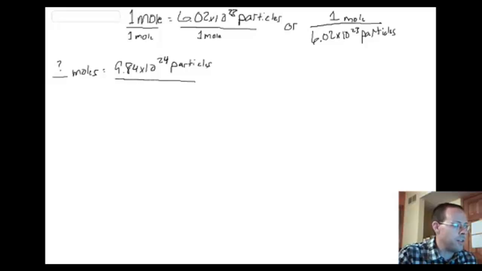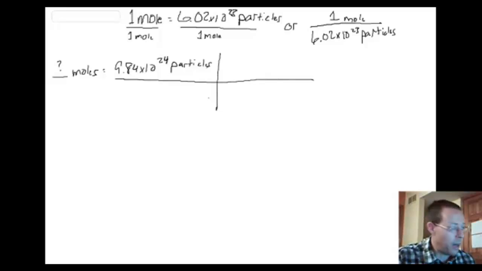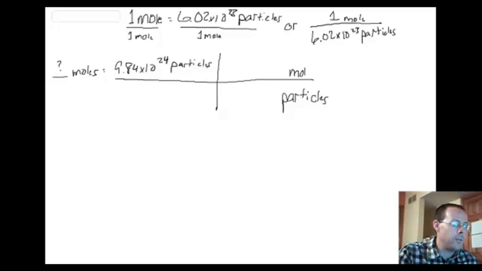So I'm going to simply do my fencing rail right here. Alright? Now we're going to let our units be our guide. So what is our unit in the top left? It is particles, which means what unit has to be in the bottom right? Particles. Alright, and what do we want to determine? We want to determine moles, correct? So do particles relate to moles? And the answer is yes, they do.